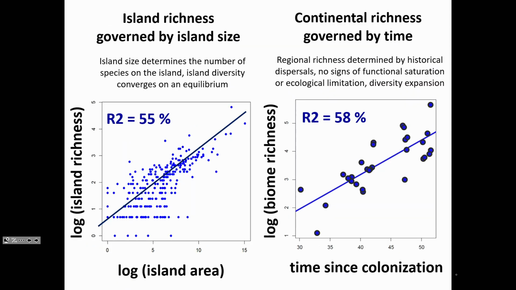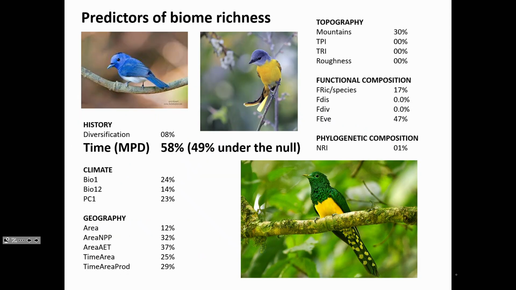I can also plot the results like this, where I look at the number of species in a given bioregion or biome and the time since the biome or the bioregion has been colonized. And you see that this time of colonization in itself explains 58% of the variation in biome richness. Right? So it's not the climate of the biome or the size of the biome, it's really the history, it's the timing of the colonization, it's the history itself that explains a lot. We can also compare the effects of time to climate, geography, topography, functional composition, phylogenetic composition, and again, time seems to be the most important factor.